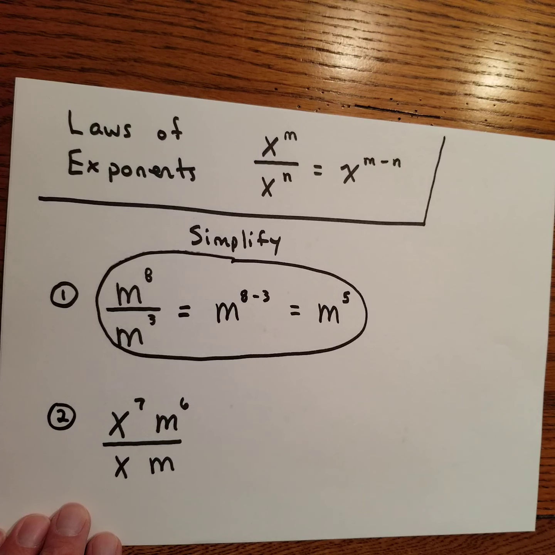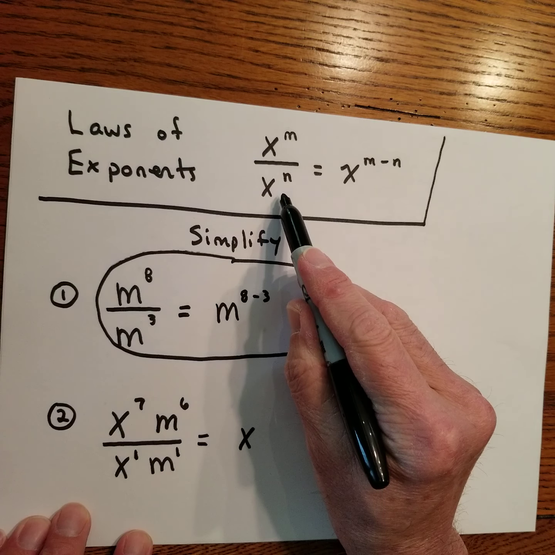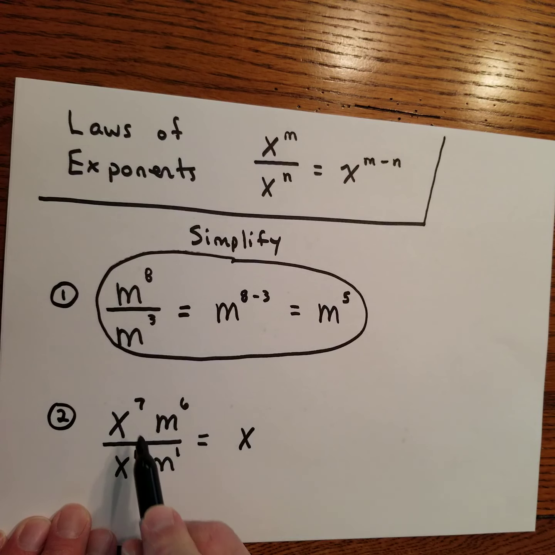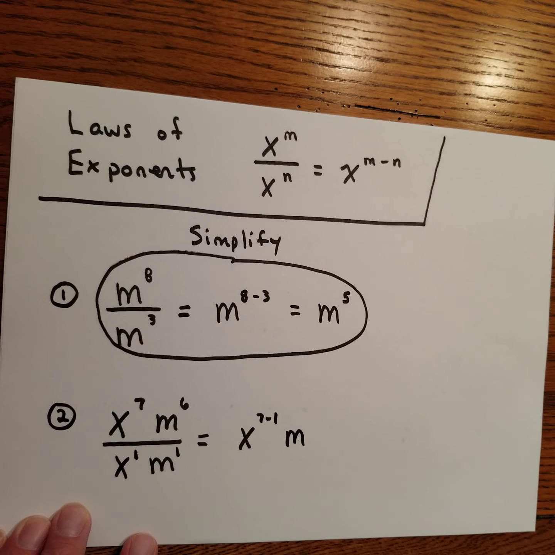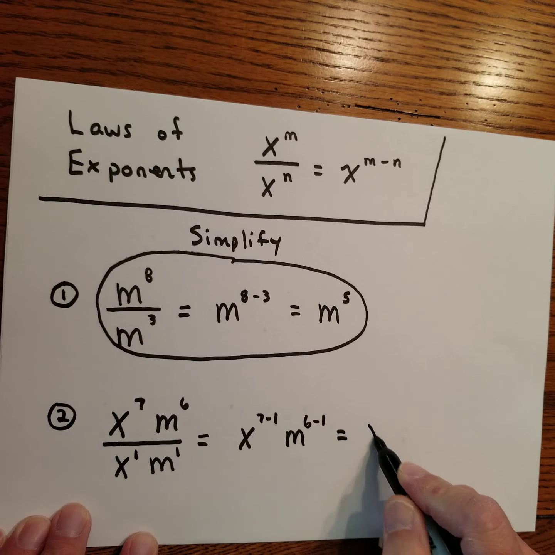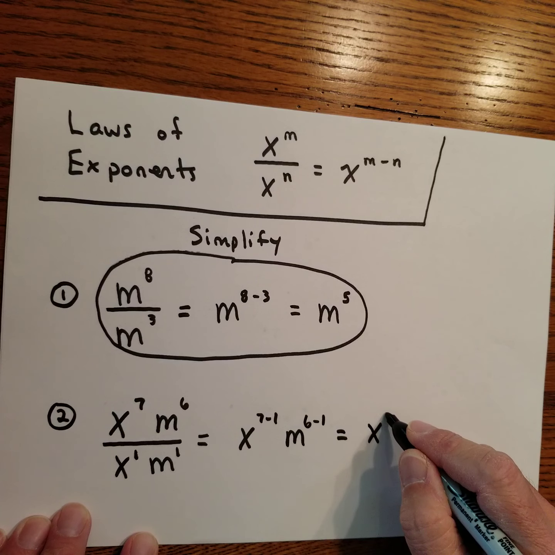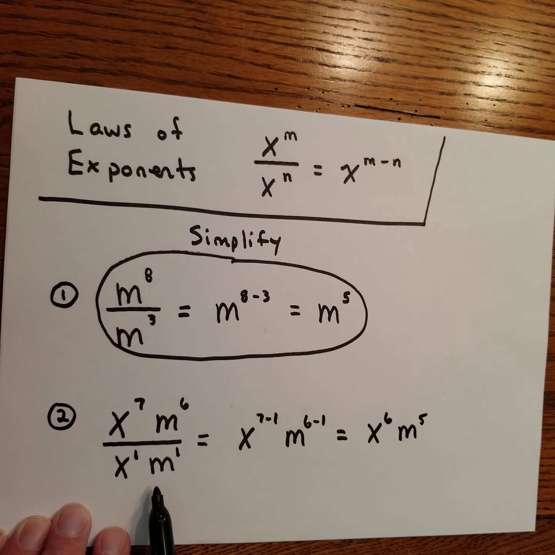Before I start number 2, I'm going to notice that these two variables don't have exponents on them, which means I can put an exponent of 1 for each one. Let's try it. For the x's, I'm dividing. When I divide, I subtract the exponents. So for x's, it's 7 minus 1. For the m's, 6 minus 1. 7 minus 1 is 6. 6 minus 1 is 5. So this expression simplified is x to the 6th, m to the 5th.